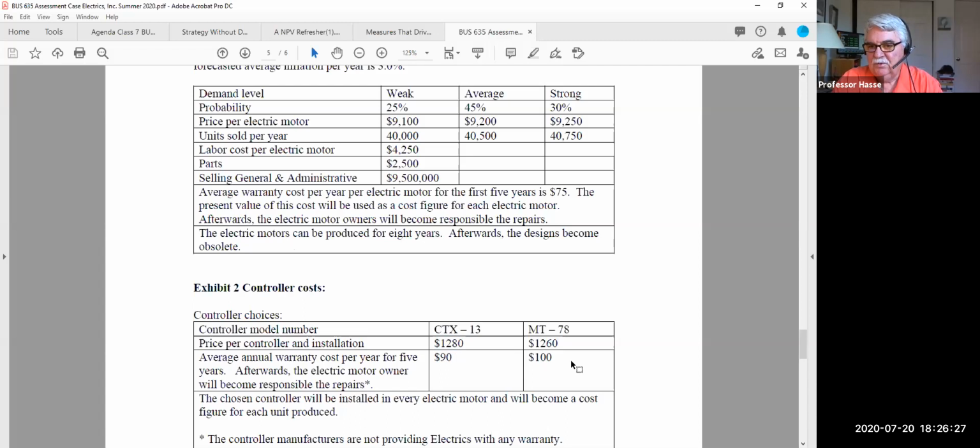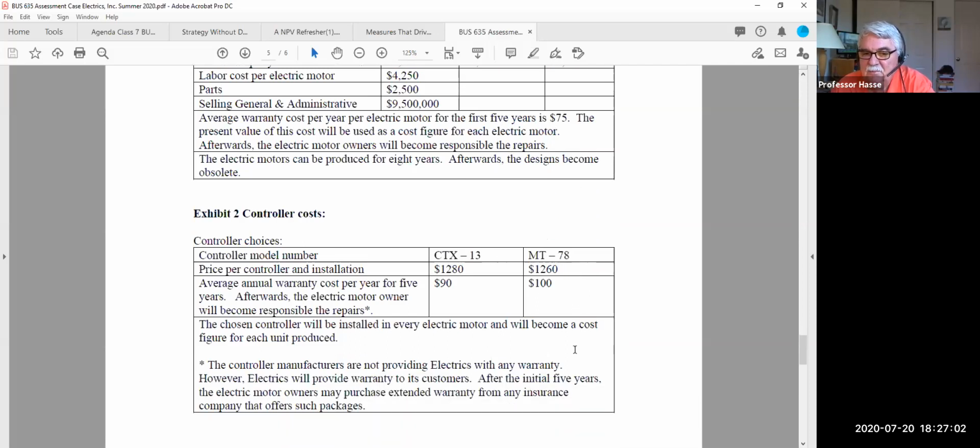From the date of the purchase, I have 5 years. After 5 years, I don't get my money back. I don't get it fixed. This company has estimated that for this product, the motor with the CTX, it's $165 a year for 5 years. They're estimating the cost to provide that warranty. For this product, MT78, they're determining it's $175 a year for 5 years to determine that warranty.